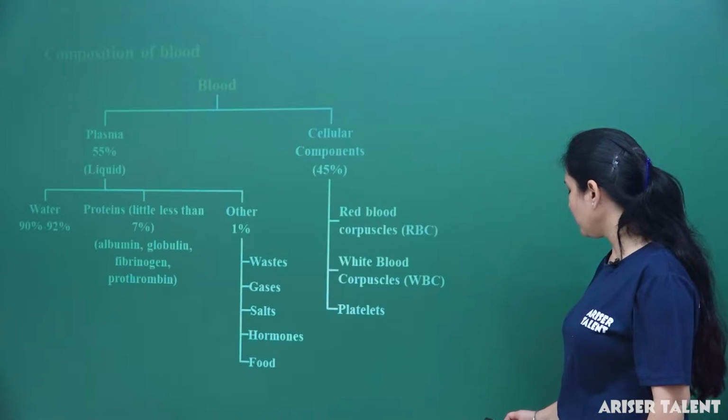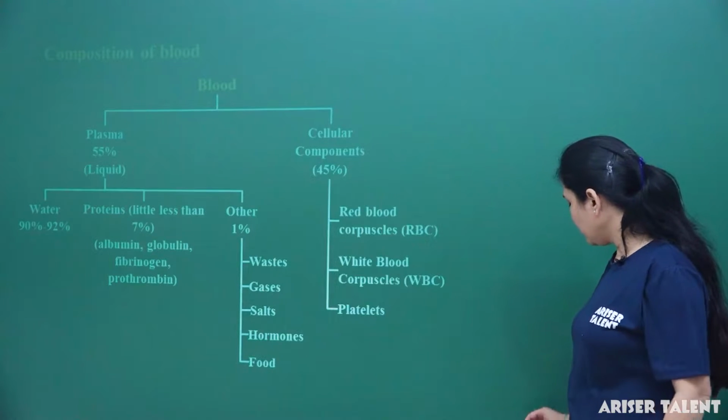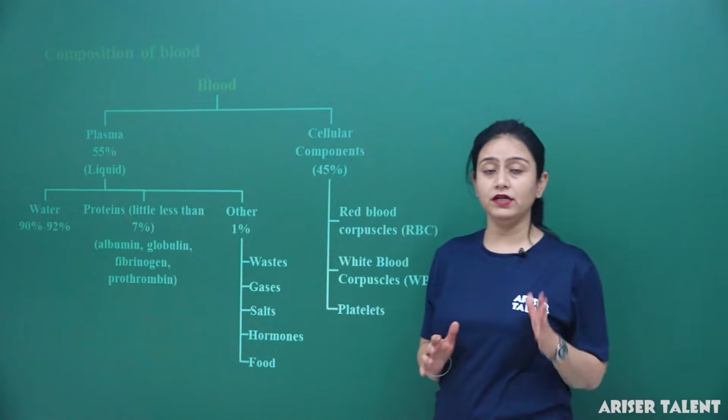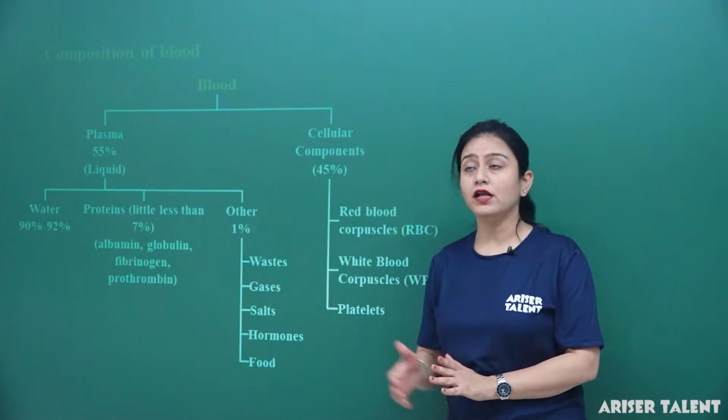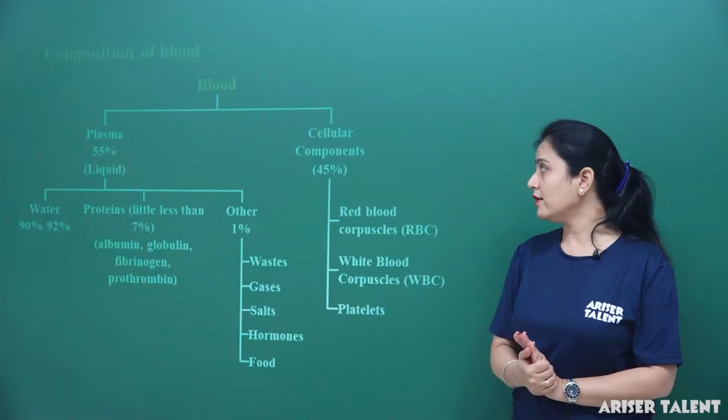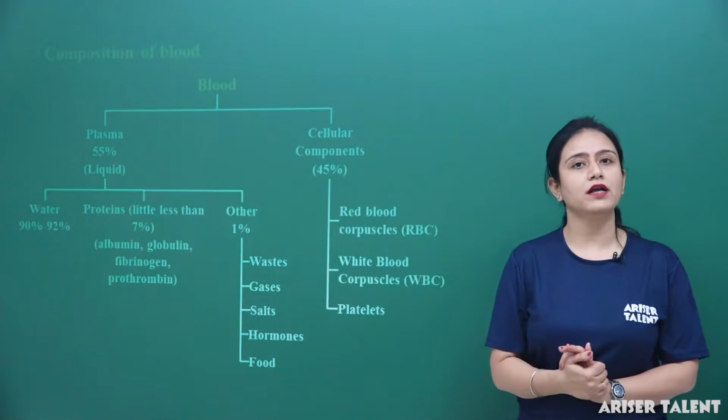So let's continue. In my previous lecture, I told you about the blood. I told you that most of the blood is blood plasma. It makes up 55% of the blood. And the rest is known as blood corpuscles.